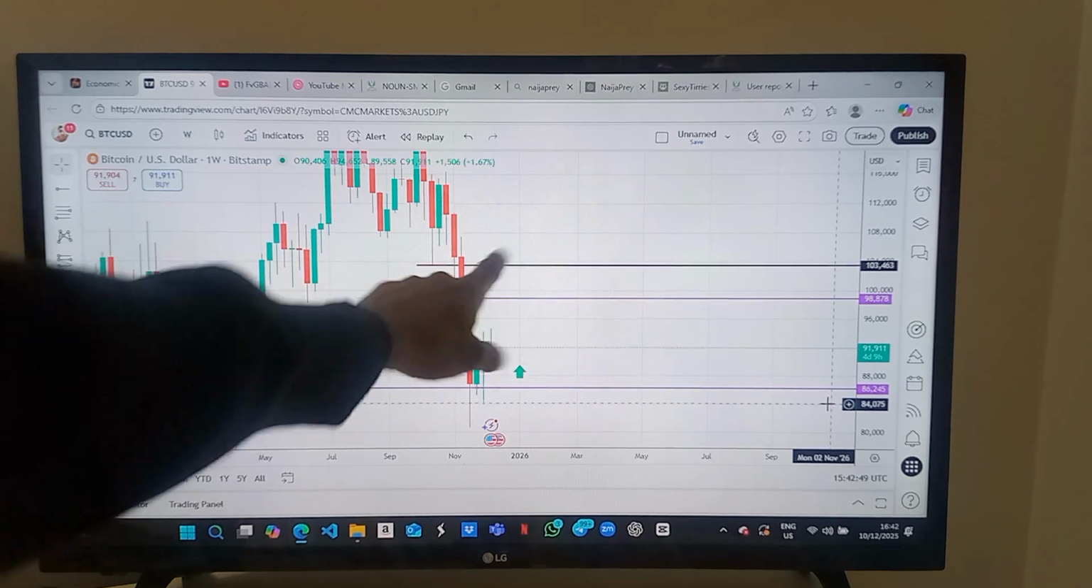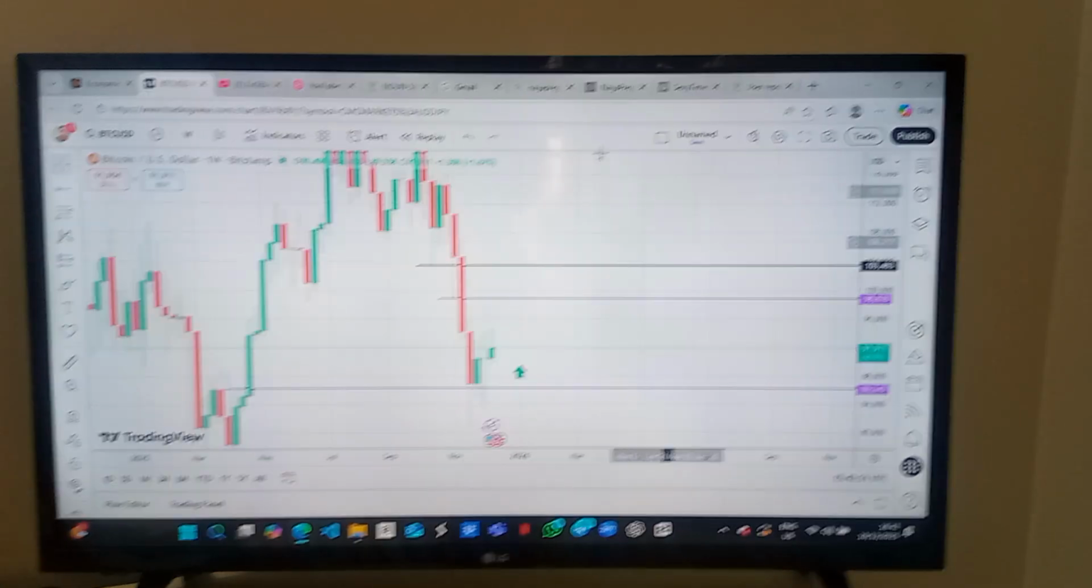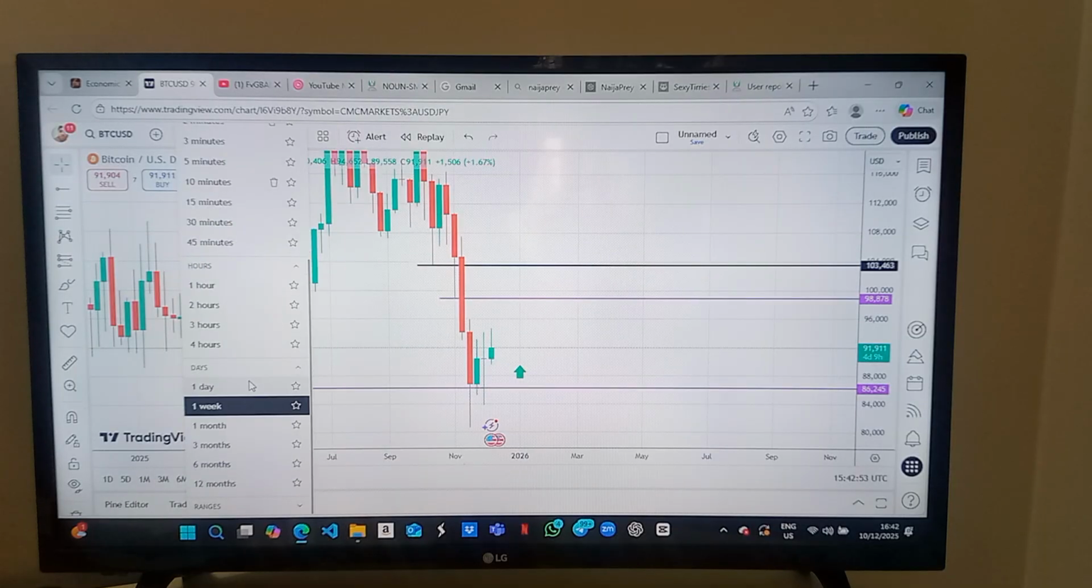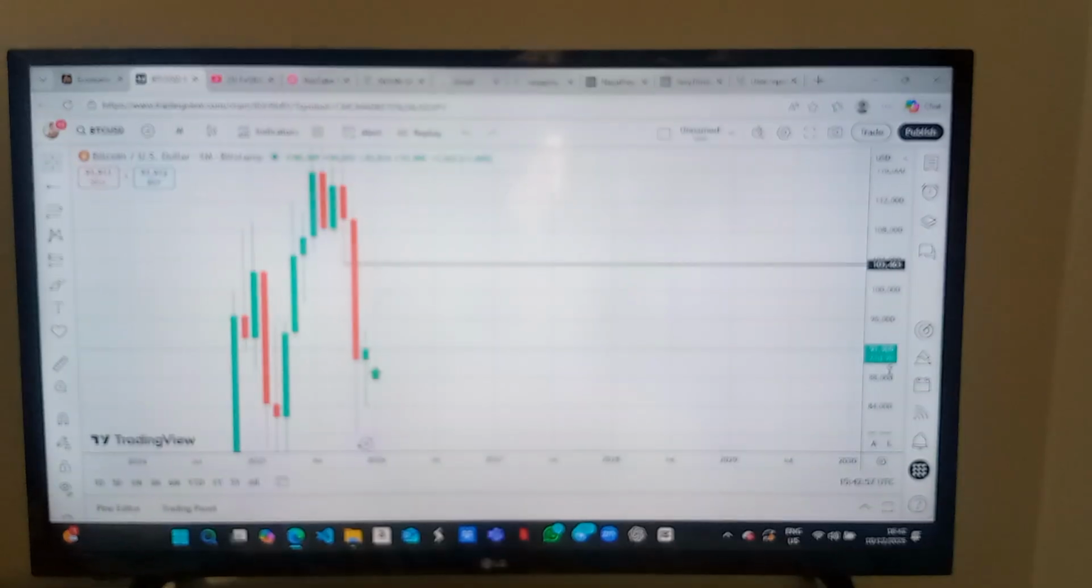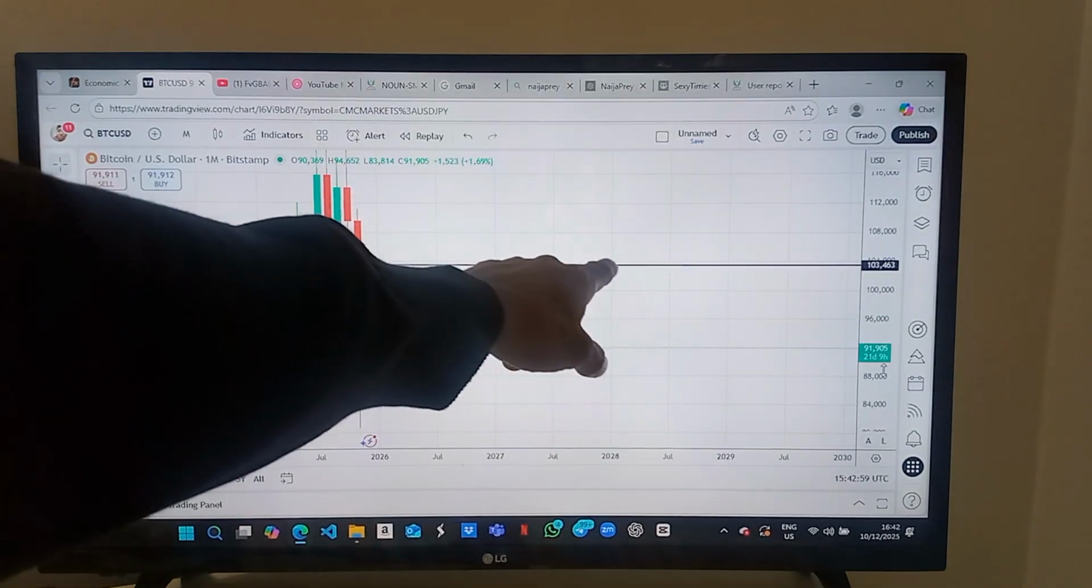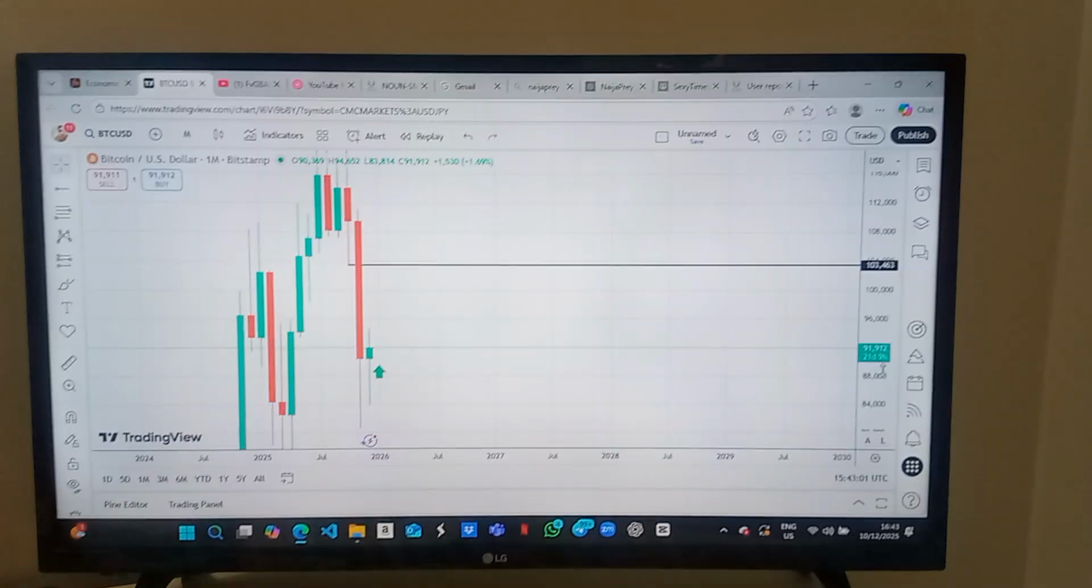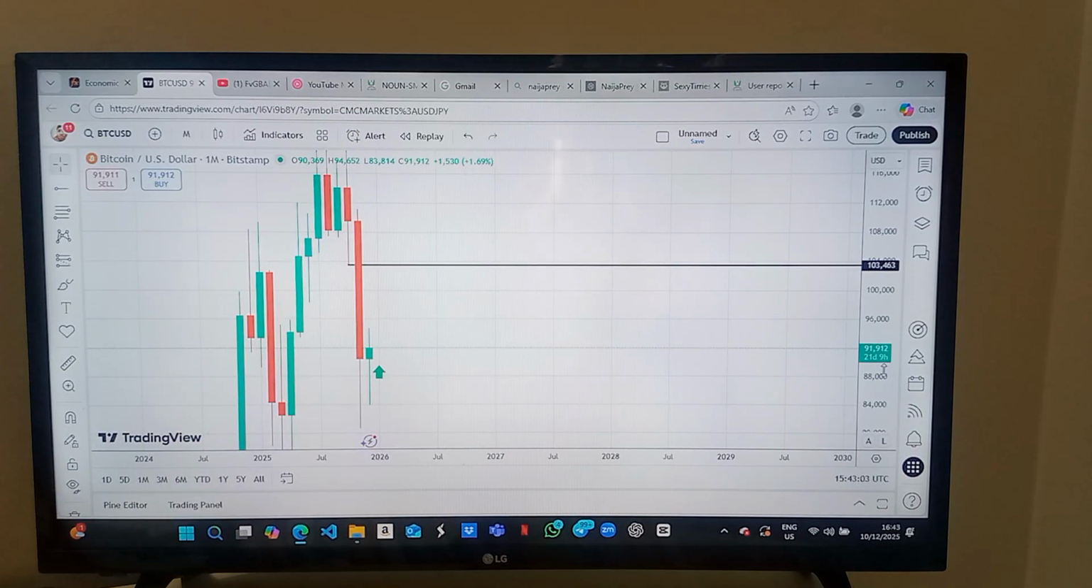This black line is based on my monthly time frame. Let's look at the monthly time frame. Can you see this clean fair value gap at 103,000? That's where the fair value gap is on my monthly time frame. So the higher the time frame, the better.